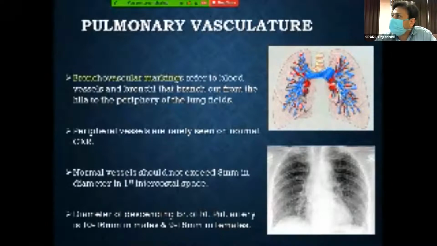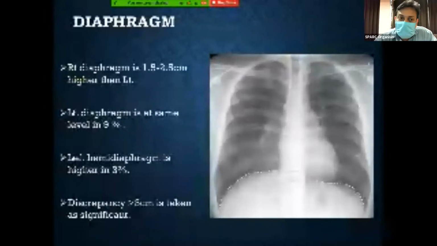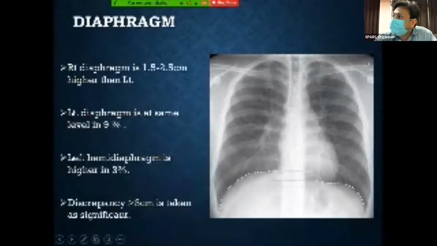So far we have seen lungs and pulmonary vascular markings. Then we see the costophrenic angles or costophrenic recess. Seeing this recess is very important because in case of pleural effusion, normally in an erect patient, the pleural fluid collects here and it causes blunting of the CP angle. So it is very important to comment on the CP angle.